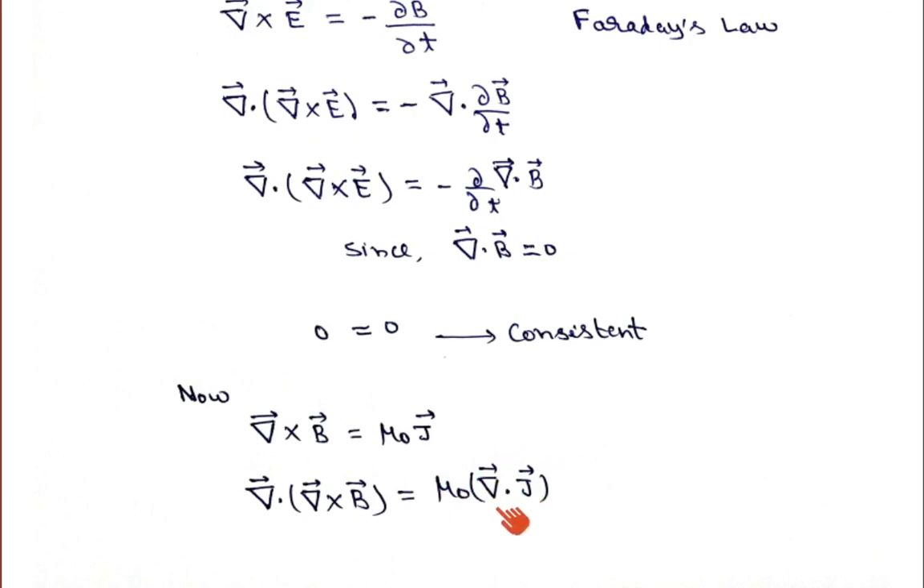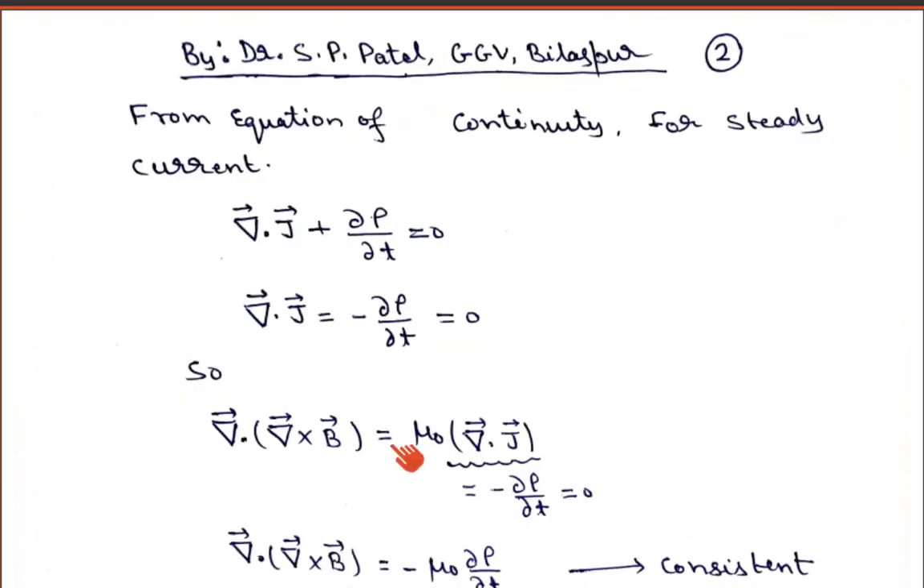So what is divergence of J? If you go back, again recall the equation of continuity. We know the equation of continuity for steady state current: divergence of J is equal to minus del rho upon del T, and that is equal to 0. This is what we have derived. I have given a separate lecture on the equation of continuity.